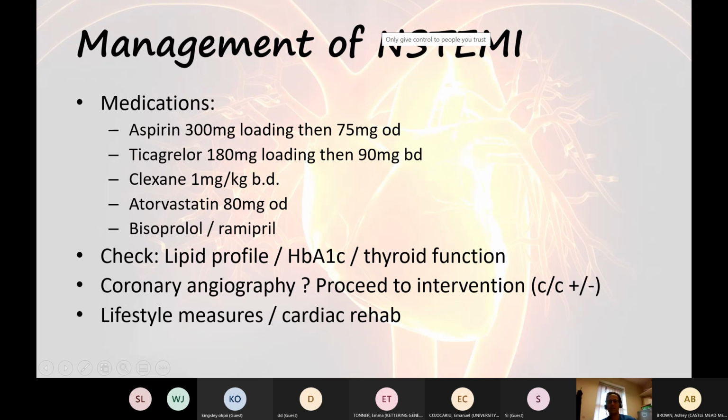They need to be consented, and that's obviously not by yourselves, it's by one of the registrars or consultants, and then they need to be listed for the procedure on the computer, and I hope you've all been shown how to do that. The other side of management, and very, very important, is lifestyle measures: smoking cessation, healthy eating, regular exercise, and cardiac rehabilitation are fantastic at organizing all of that. So that's management of NSTEMI. Any questions so far?